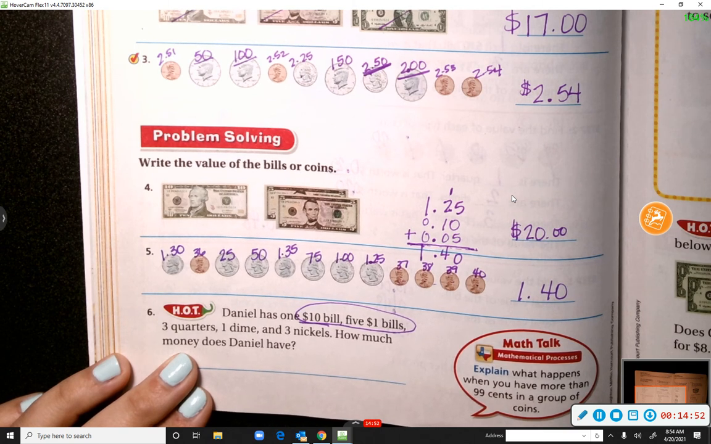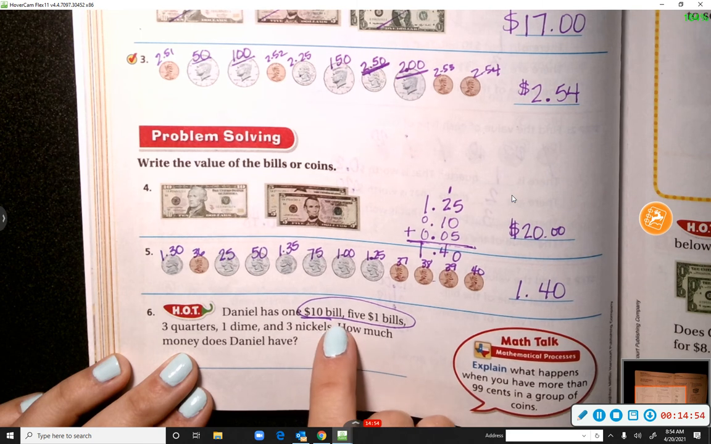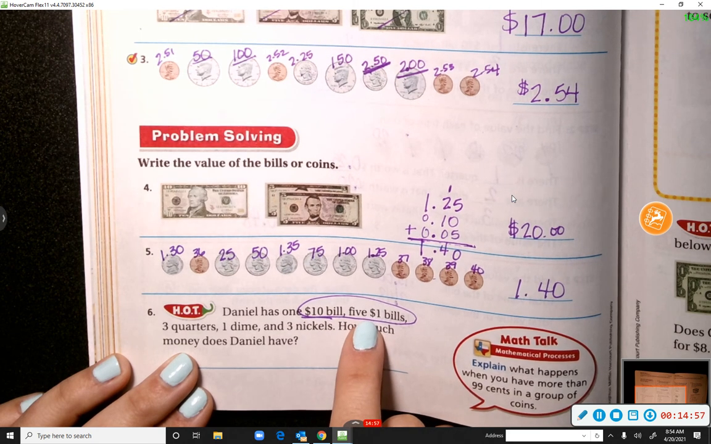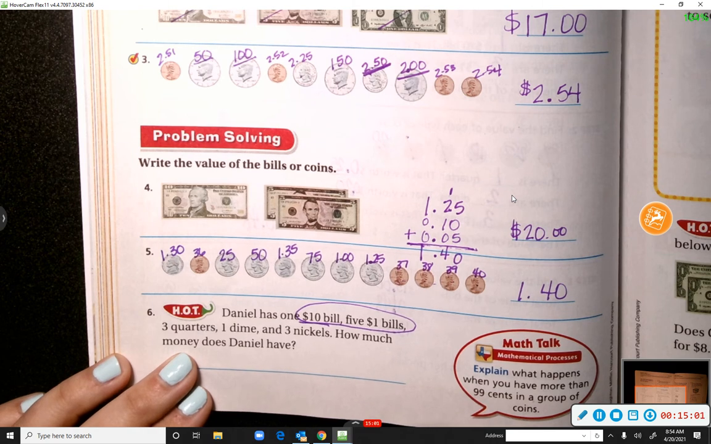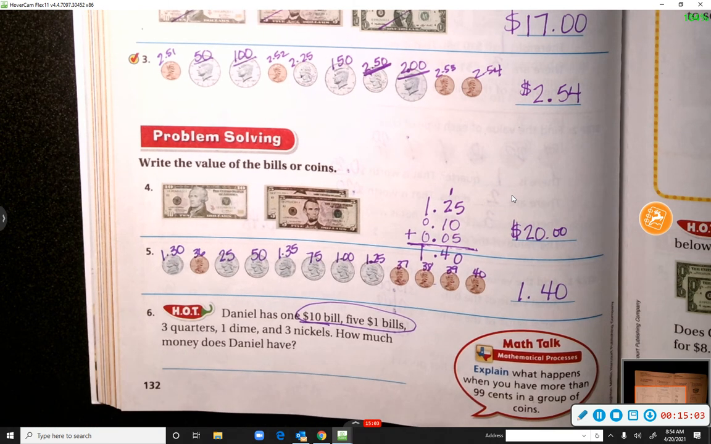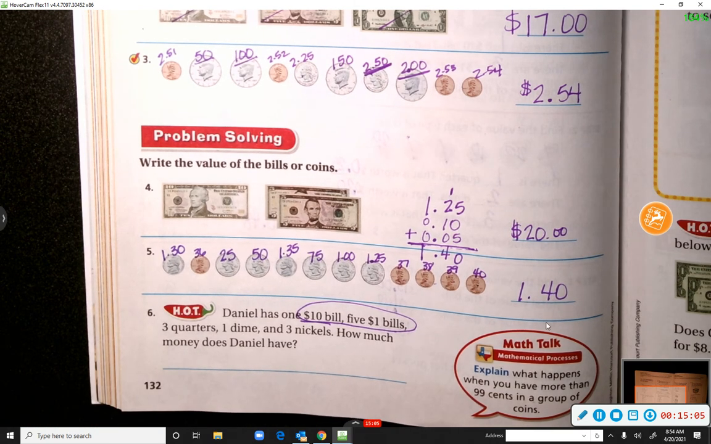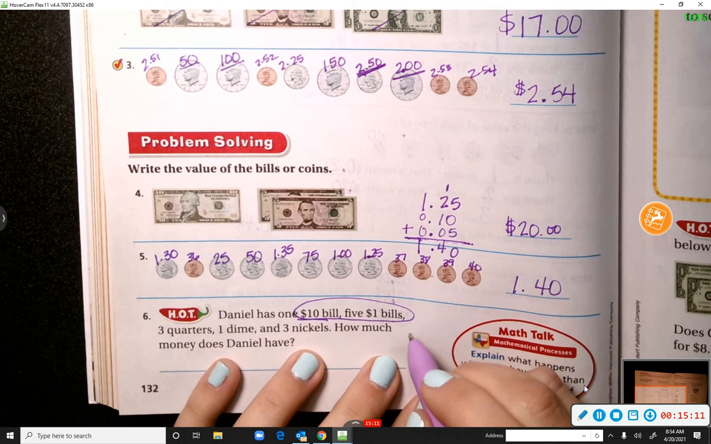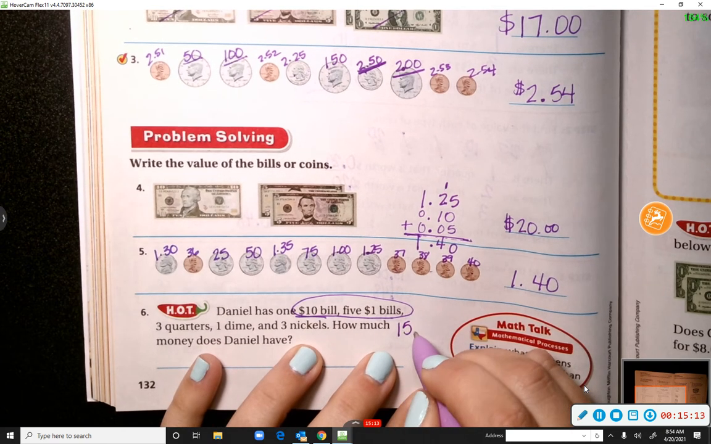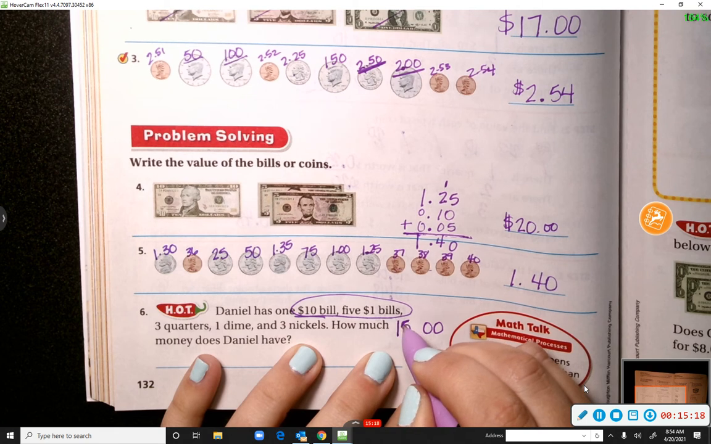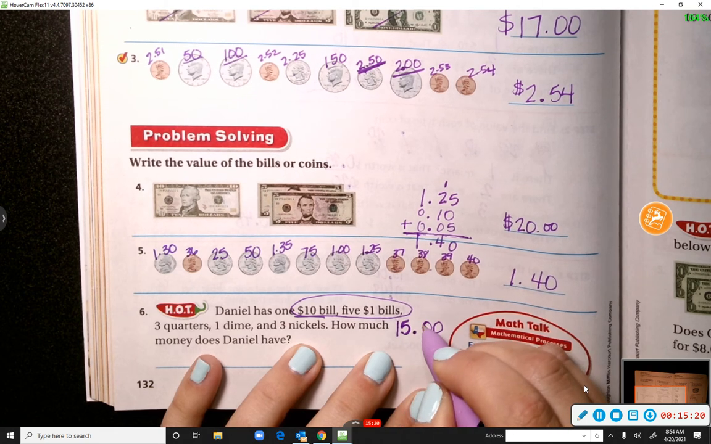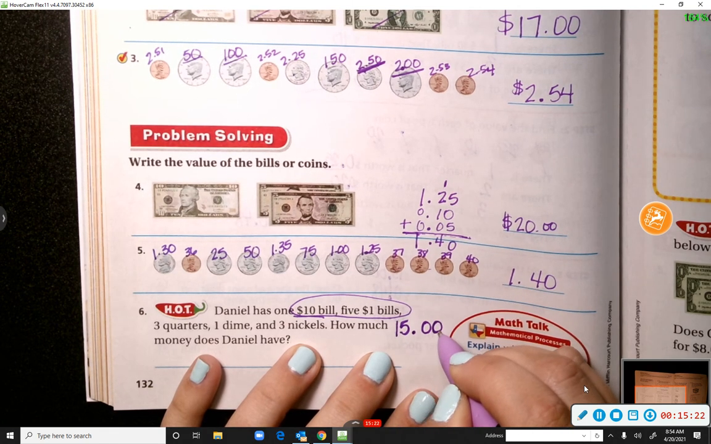No, that's not what I'm asking. How much do the $1 bills equal? 5 $1 bills. That equals what? 5. So now I have 5 plus 10. 15. So I just have $15 in dollar bills. So I'm going to go ahead and write that down out to the side. Make sure you have your decimal and 2 zeros.